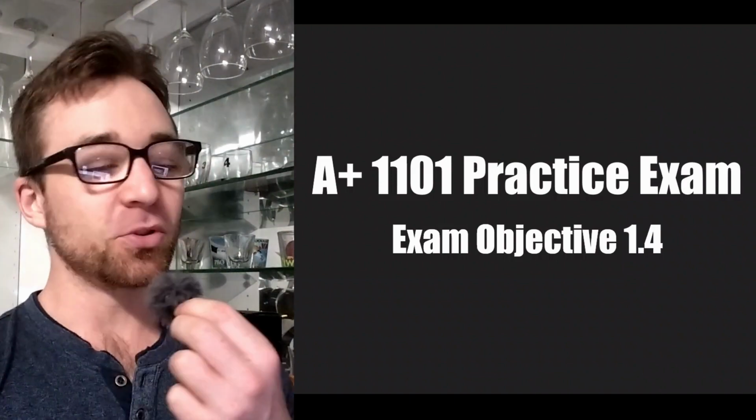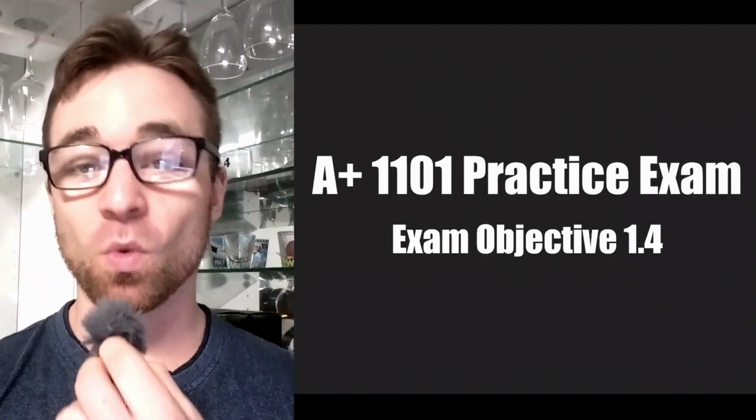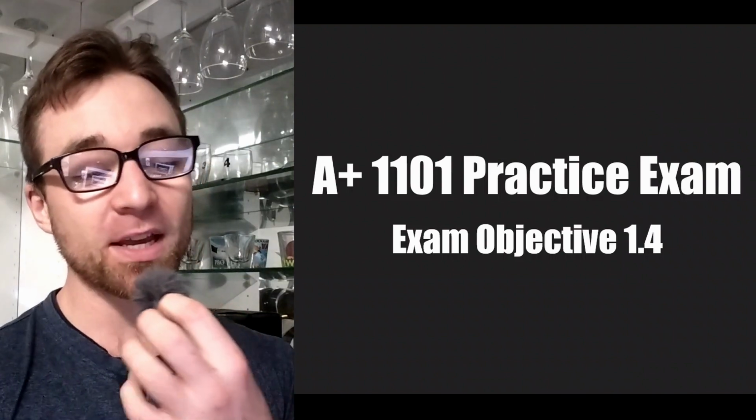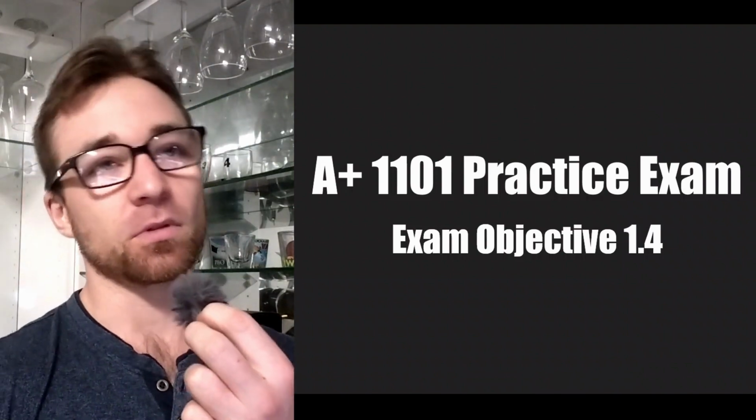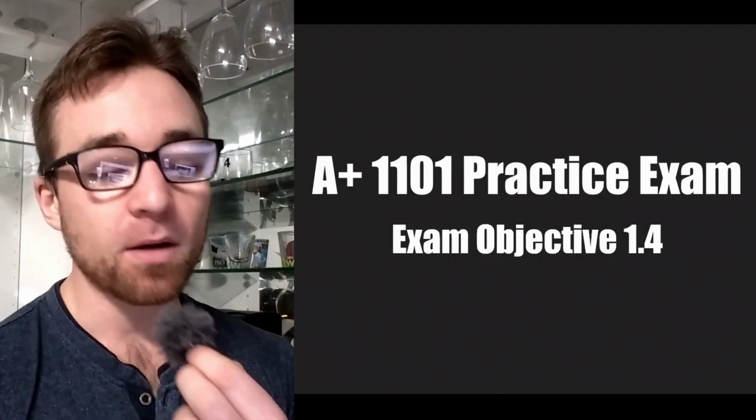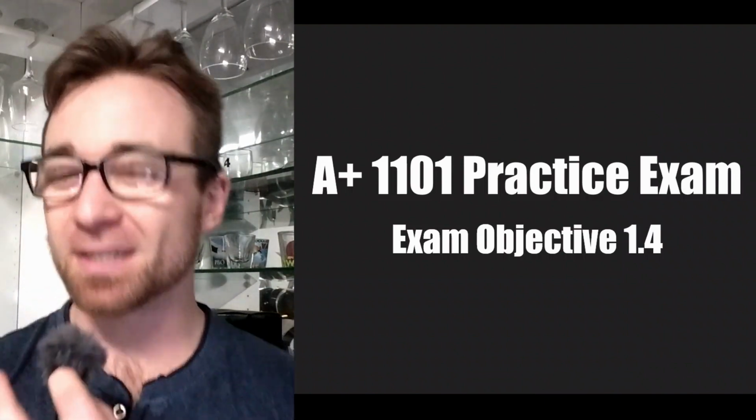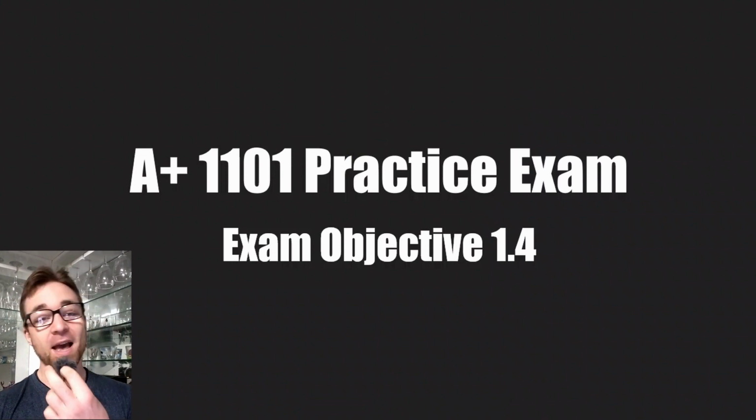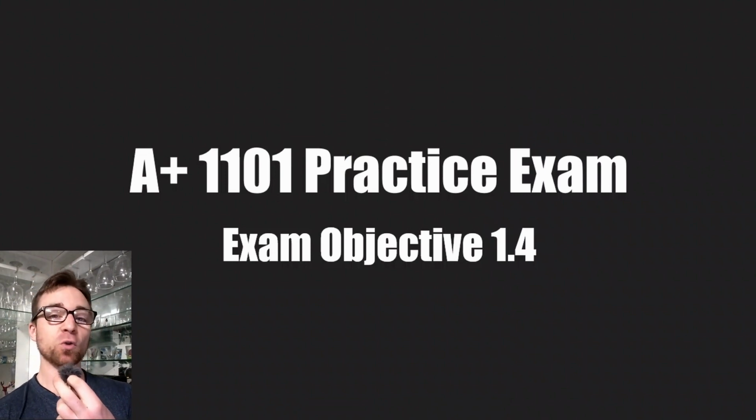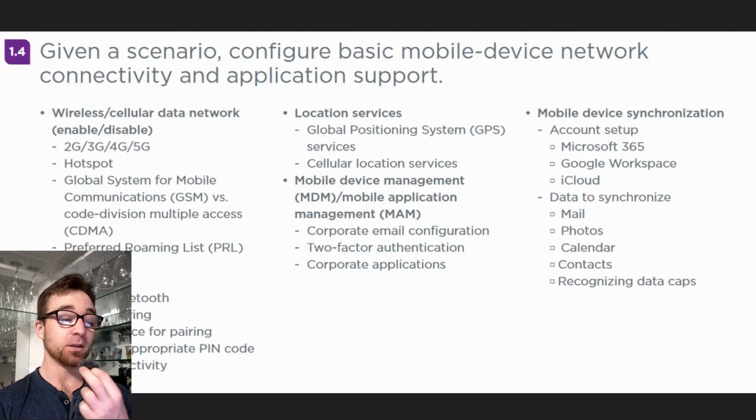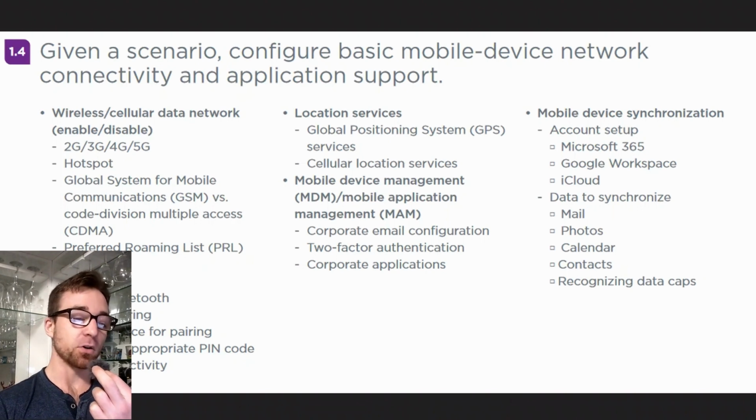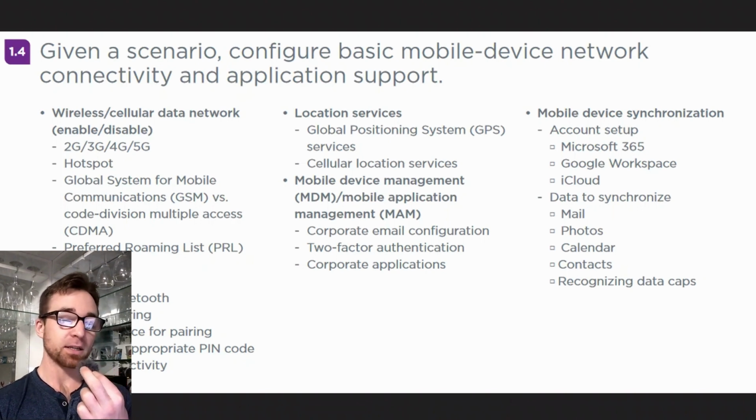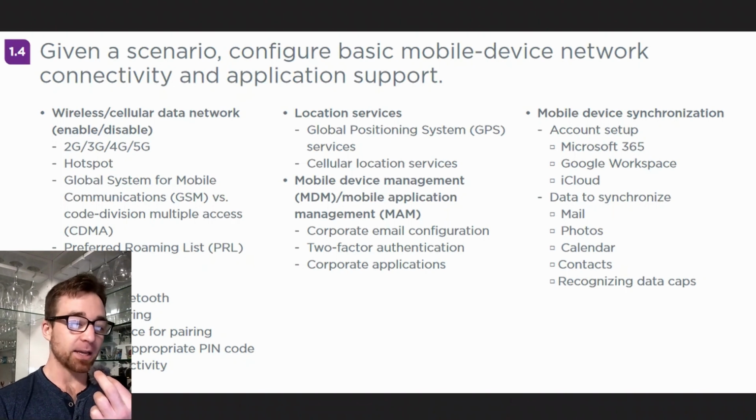Hello, everybody, and welcome to this A+ 1101 practice exam, where we're going to be looking at exam objective 1.4. So, specifically, what does that mean for us? We are going to be looking at practice questions, explanations, and what you might be asked for each of the following. First of all, the primary exam objective is 1.4, given a scenario, configure basic mobile device network connectivity and application support.